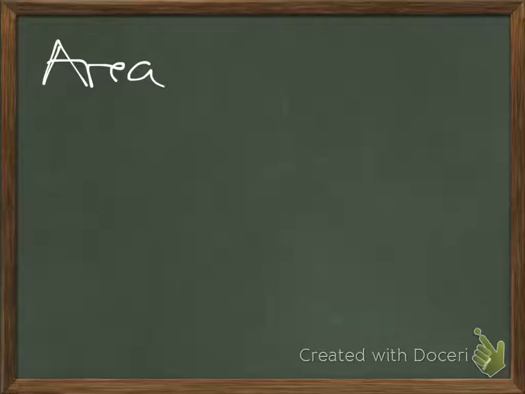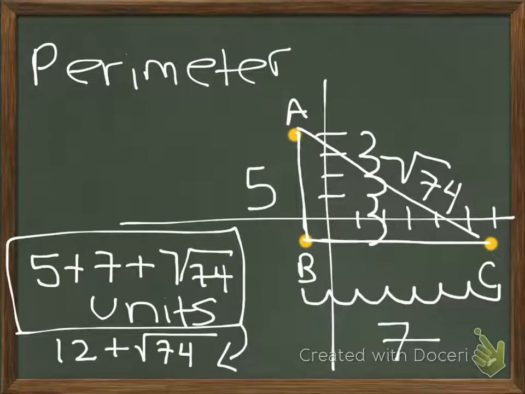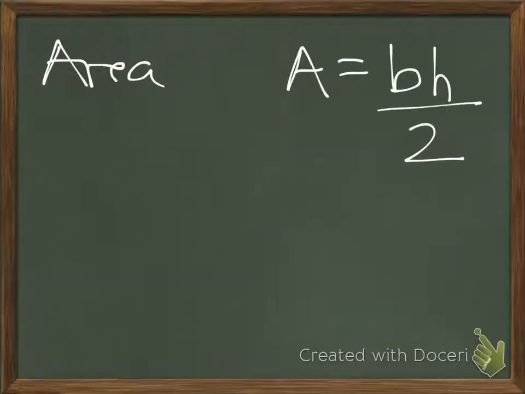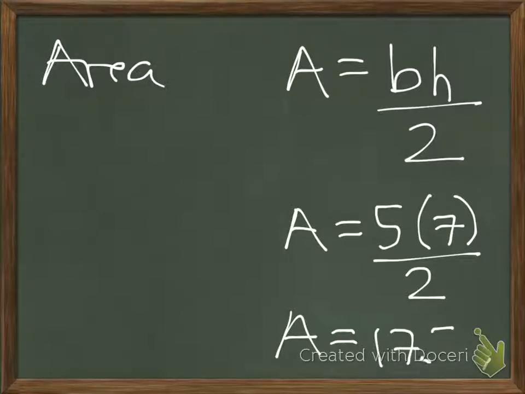And our area of a triangle is base times height divided by 2. And we know our base and our height was 5 and 7, so we can just multiply 5 times 7 and divide that by 2. 35 divided by 2, which gives us 17.5, and this we're going to label with units squared.